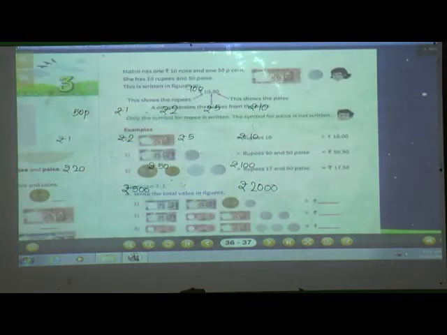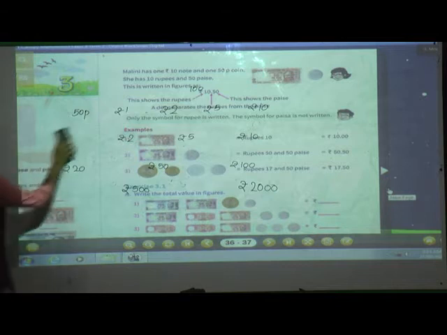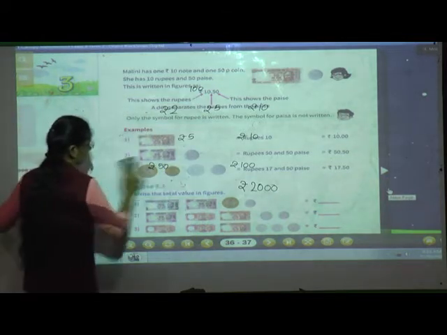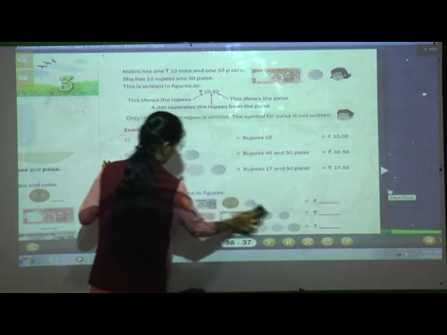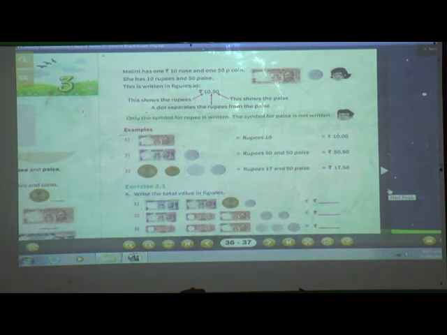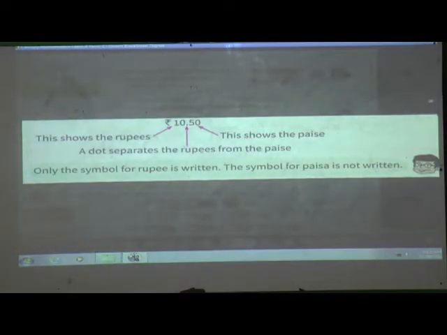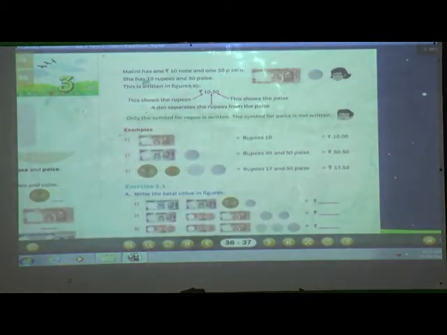Turn the page. See here, we will take one example now. Malini has one 10 rupees note and one 50 paisa coin. See, Malini has one note of 10 rupees and one coin of 50 paisa. She has 10 rupees and 50 paise.